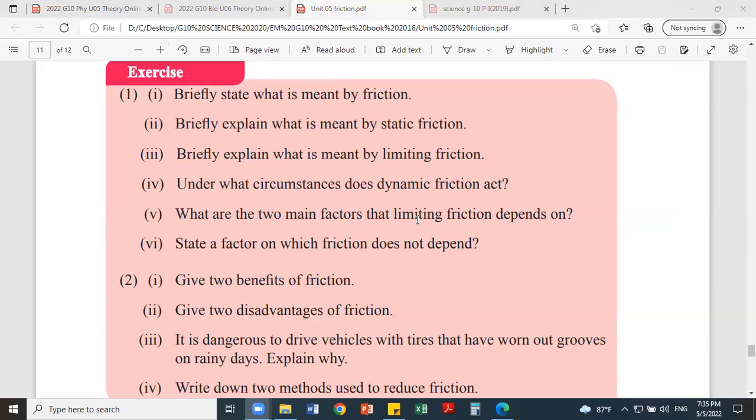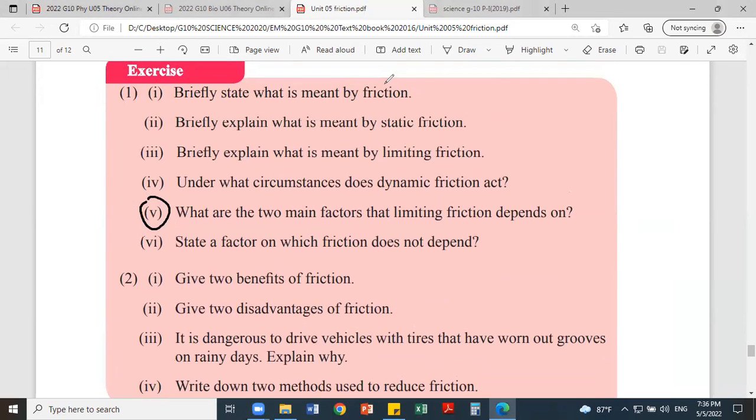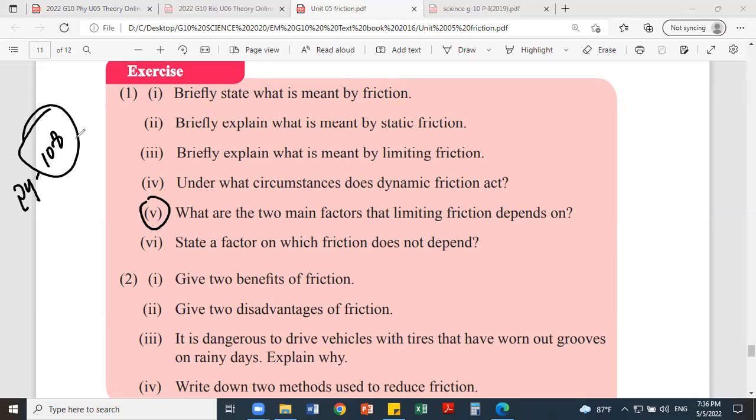What are the two main factors that the limiting friction force depends on? This is a good question. Who can tell me? You do this at home, I just asked orally. Who can tell me the answer for part 5? This is page 108. Put the question up and write only the answers.